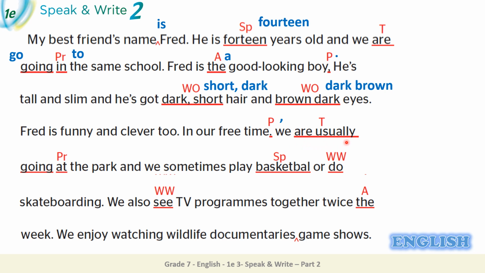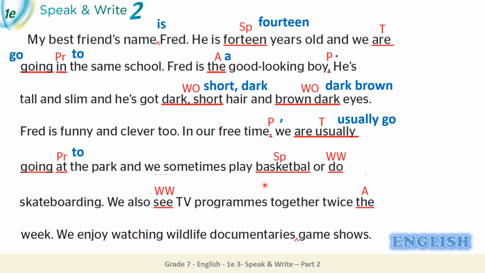And we are usually going. This is a mistake in the tense. And the correct answer is "we usually go". This is a habitual action, and we use the simple present tense. We don't use the present continuous. And also, PR is a preposition. Like we said before, go is followed by the preposition to. That's perfect. Let's move to the next mistake. And we sometimes play basketball. What is the correct answer?